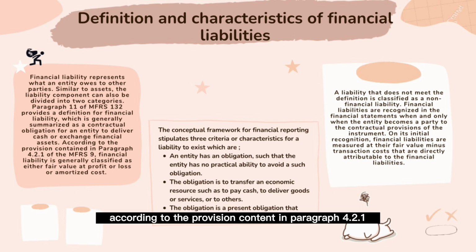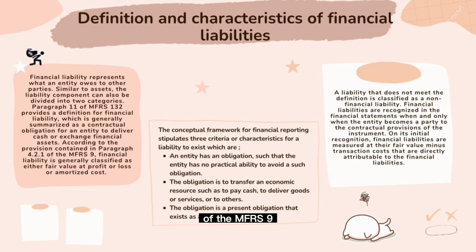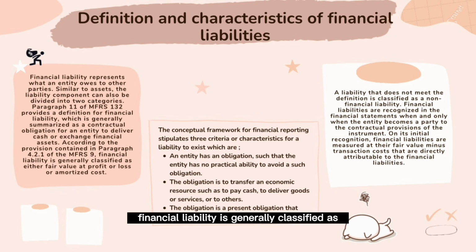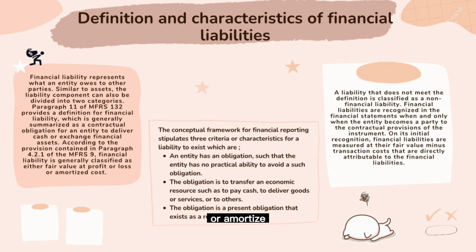According to the provision contained in paragraph 4.2.1 of MFRS 9, financial liability is generally classified as either fair value through profit or loss or amortized cost. From the technical perspective, liability represents a present obligation to transfer an economic resource as a result of a past event.